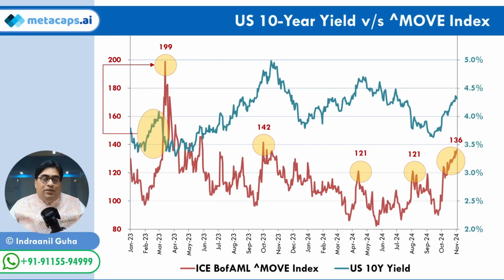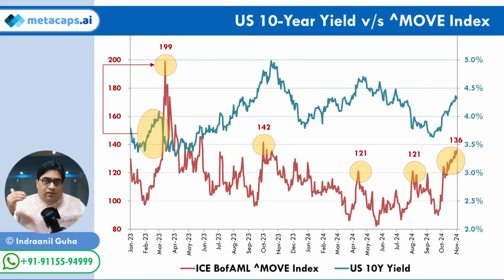Why did we get this big spike? We got this big spike because of this very high profile collapse of this bank called Silicon Valley Bank, the SVB in California in March of 2023. This led to very large-scale dislocation in the US government bond market around this time.